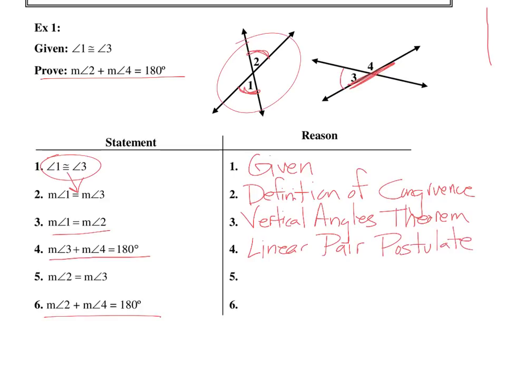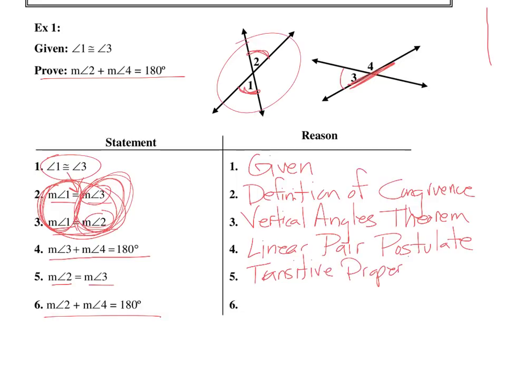Okay, and now it says measurement angle 2 is equal to measurement angle 3. Well, how do you know that? Well, let's look at these two bits of information up here. Measurement angle 1 equals measurement angle 3. Measurement angle 1 equals measurement angle 2. All right, two angles are equal to the same angle, so they must be equal to each other. Now that's which reason? That would be the transitive property. Okay, transitive. Sorry, it's a little messy there. Transitive property.